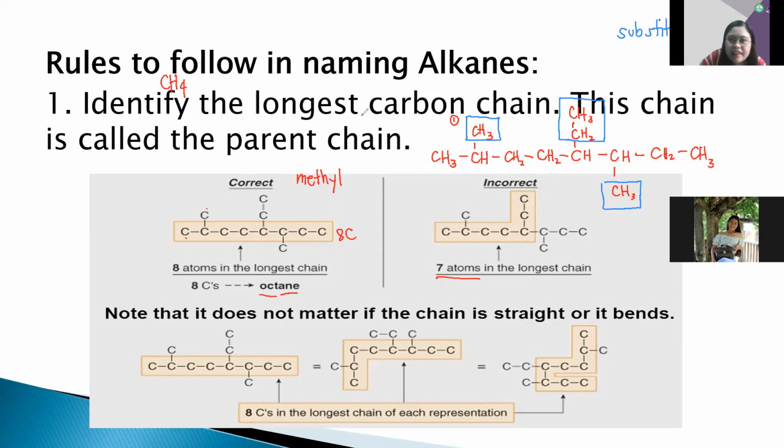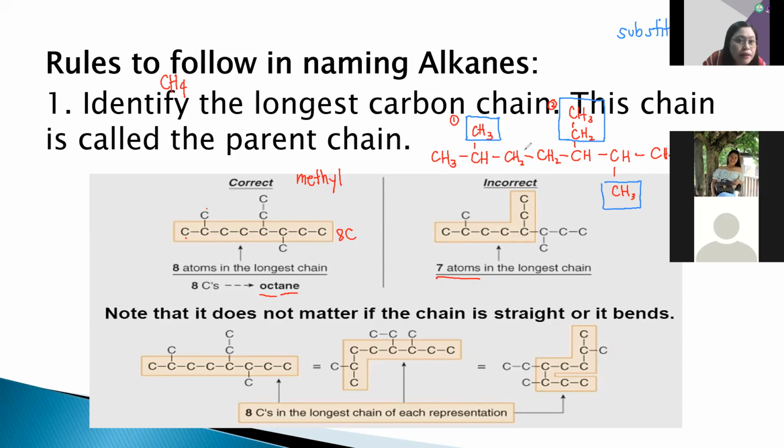Okay, and then this one, I'll just number that para hindi tayo malito. Now the second substituent or the branch here has 2 carbons. Ano nga yung ating prefix pag dalawang carbon? Sino yung makaalala yesterday? Ano ang prefix? Eth po. Okay, very good. That is eth. For 2 carbons, our prefix is eth.